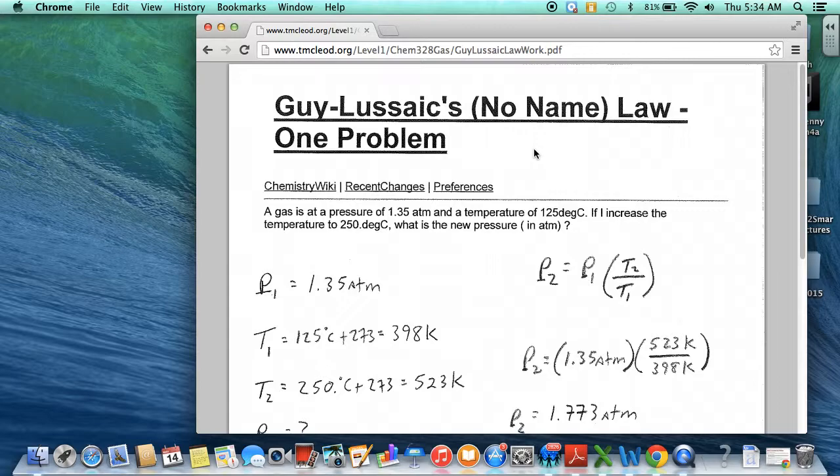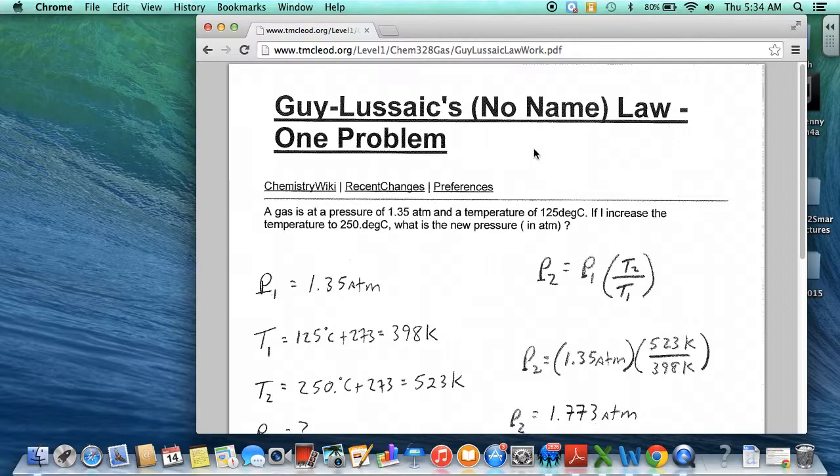Well, of course, if you keep the same number of people and the volume of the room is the same, and you increase how fast they walk, of course they're going to hit the wall more often. So therefore, as the temperature increases, so does the pressure, which, as you know, is a direct relationship.